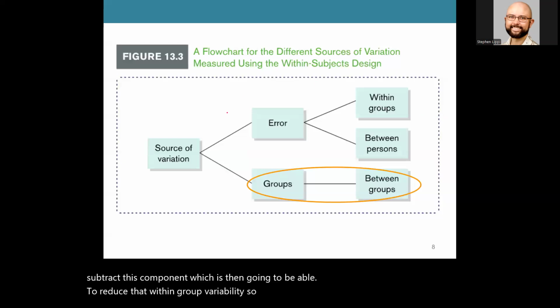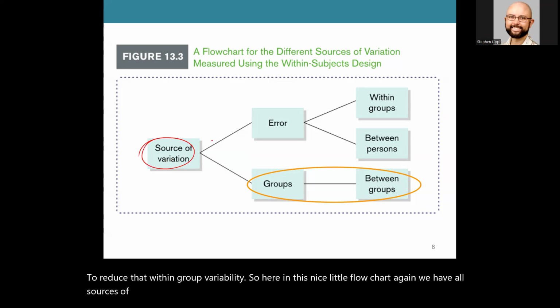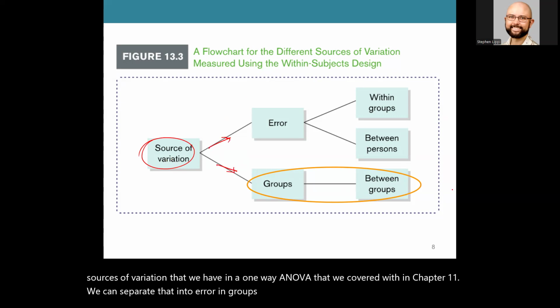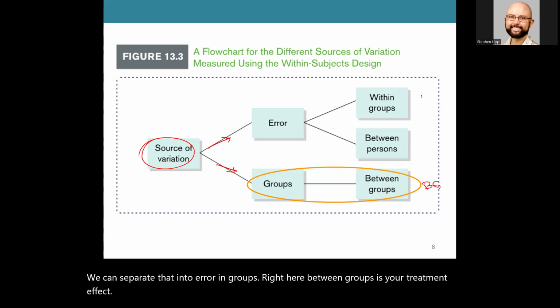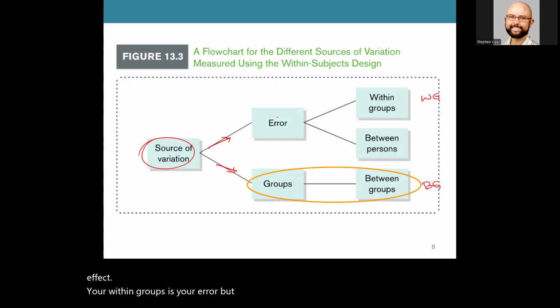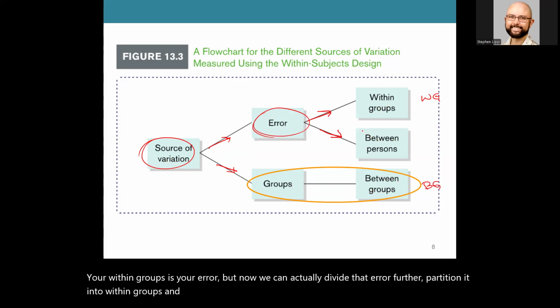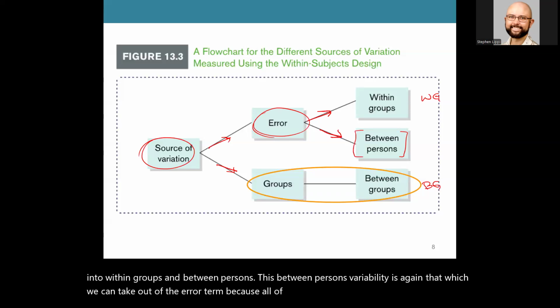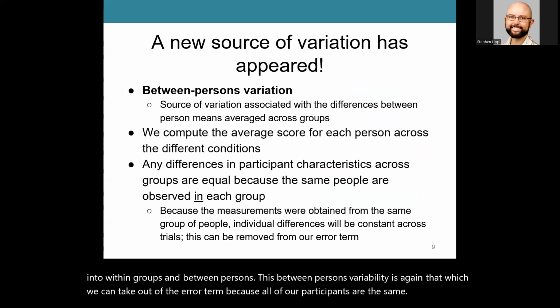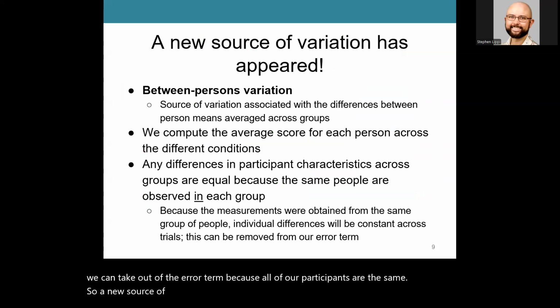So here in this nice little flow chart, again, we have all sources of variation. In a one-way ANOVA that we covered in chapter 11, we can separate that into error and groups, right? Your between groups is your treatment effect. Your within groups is your error. But now we can further partition that error into within groups and between persons. This between persons variability is that which we can take out of the error term because all of our participants are the same. So a new source of variation has appeared. We call this the between persons variation.